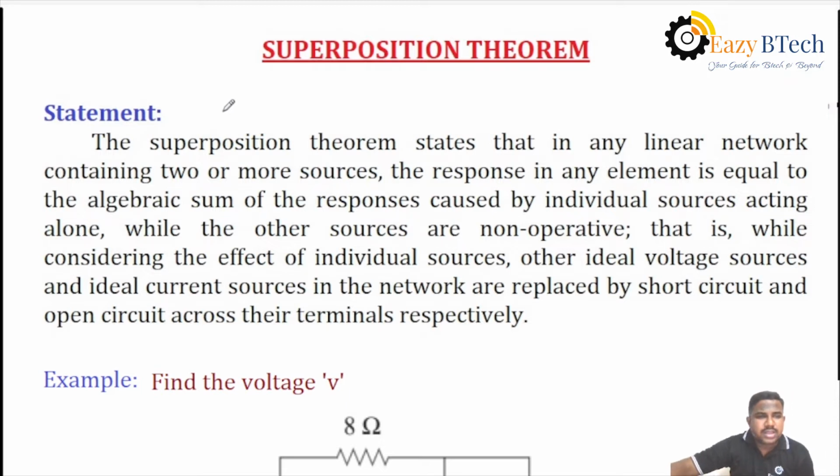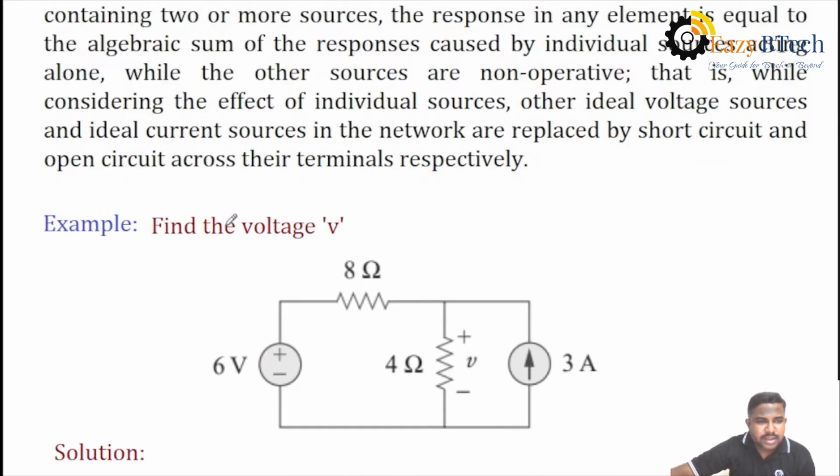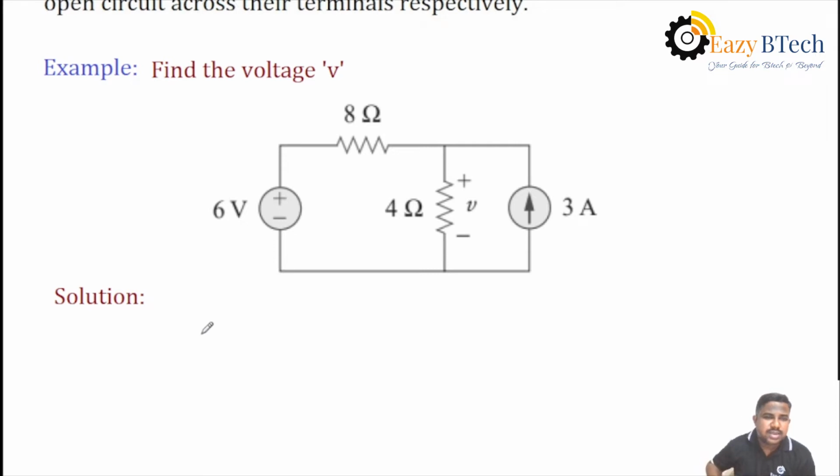You can verify the superposition theorem by taking a simple example here. Consider the circuit. In this circuit, you have to find the voltage V across 4 ohms. Here in the circuit we have two sources: a 6 volt voltage source and a 3 ampere current source. The response is the voltage in this problem. That voltage you can find two times: the first time by taking only the voltage source, the second time by taking only the current source.